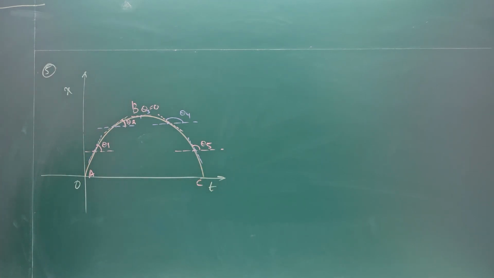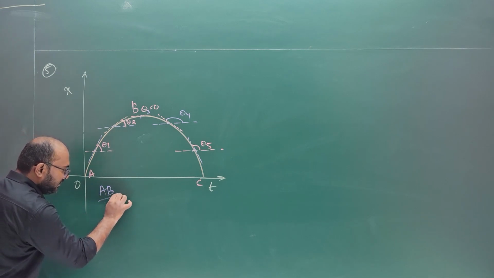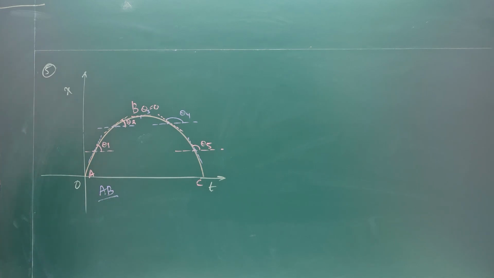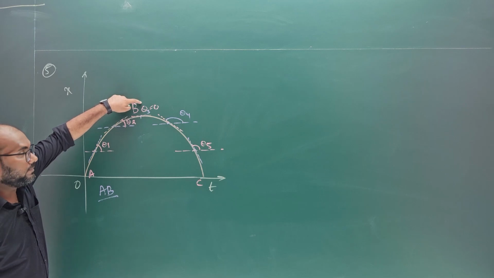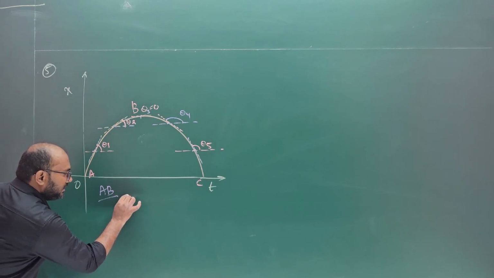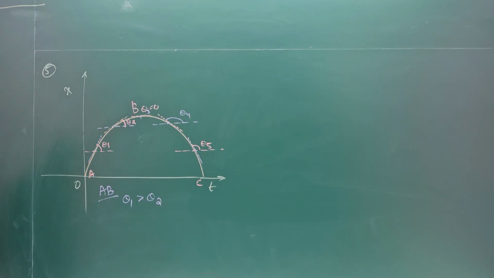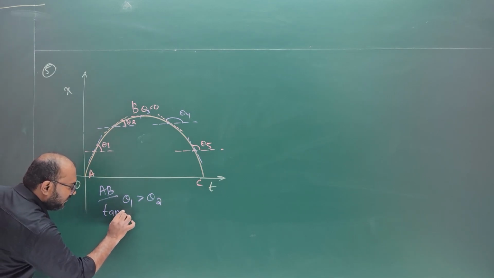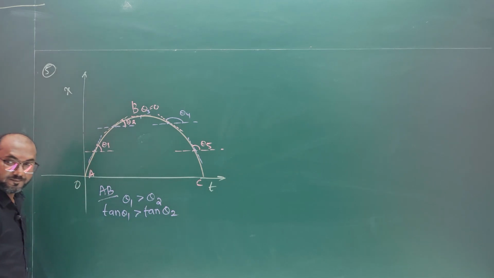Now, everyone listen to me. Let us discuss A to B. First, we will discuss about A to B. Theta 1, theta 2, then 0. First thing, tell me what about theta 1 and theta 2? Can I say that theta 1 is greater than theta 2? Yes or no? Then can I say that tan of theta 1 is greater than tan of theta 2? Can I say that? Yes?